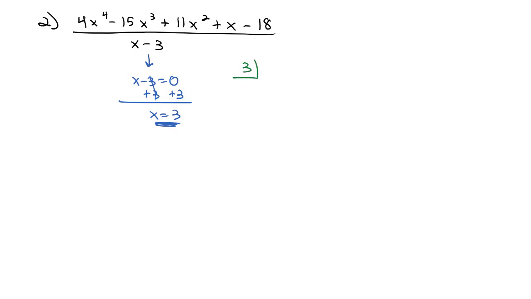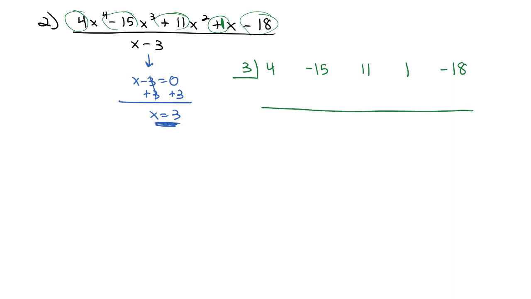Then the coefficients are 4, -15, +11, 1. There's no number written, but I always know there's a 1 in front of every variable. And -18. Finish out that first row. Leaving space to show my work, we should be able to do the synthetic division from here.